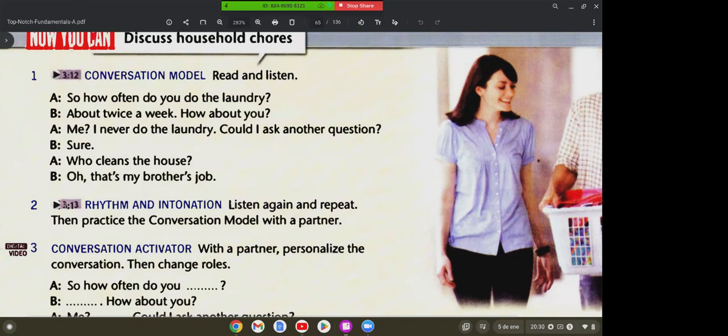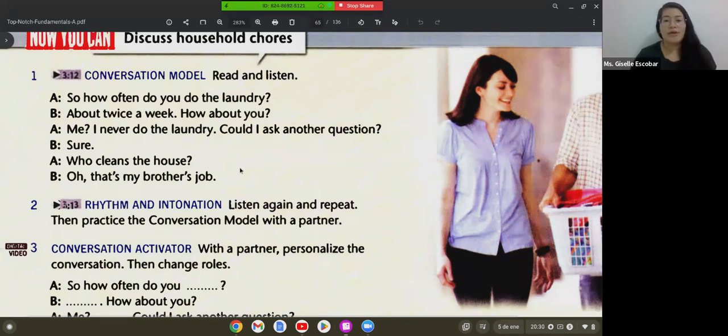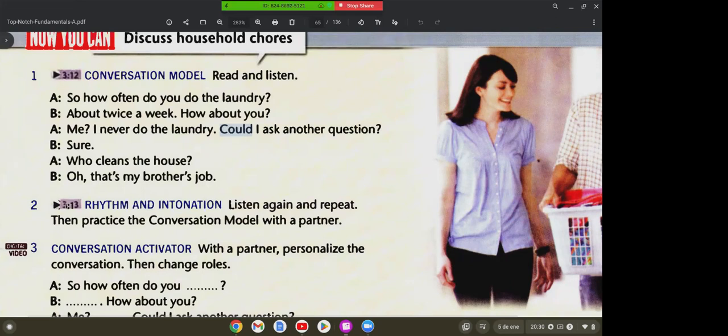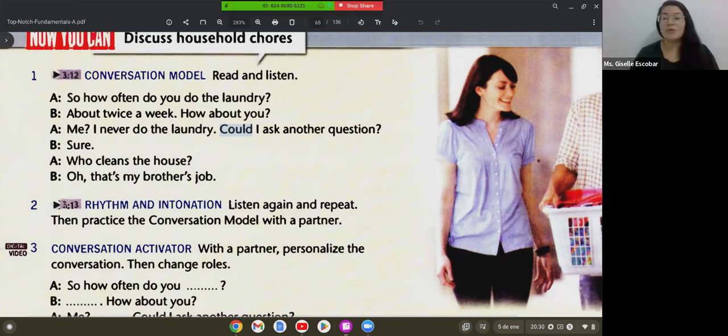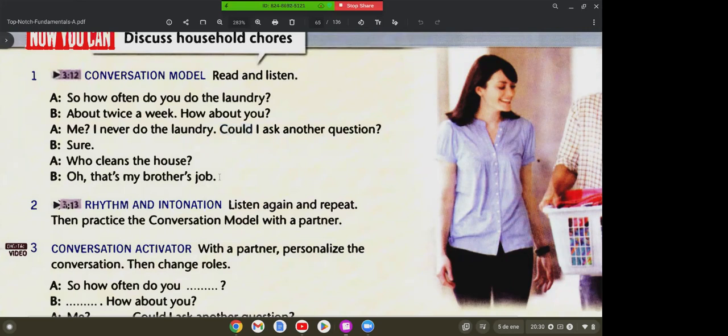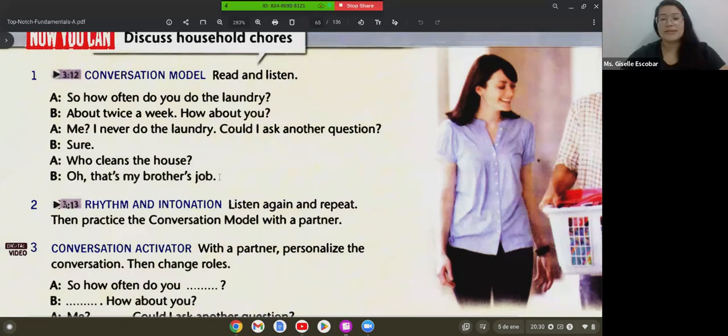Perfect. Thank you, guys. So one thing with the pronunciation of this word. I know it has an L, tiene una L, pero in this case, we don't really pronounce it. So it's just could. Can you repeat? Could. Could I ask another question? Could I ask another question? Exactly. Could I ask another question?